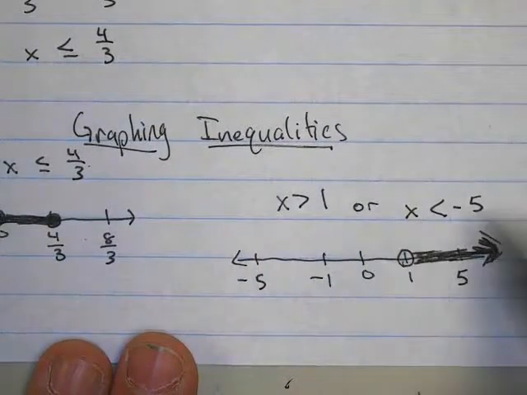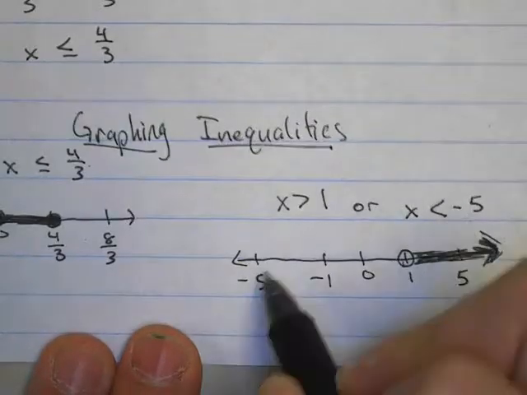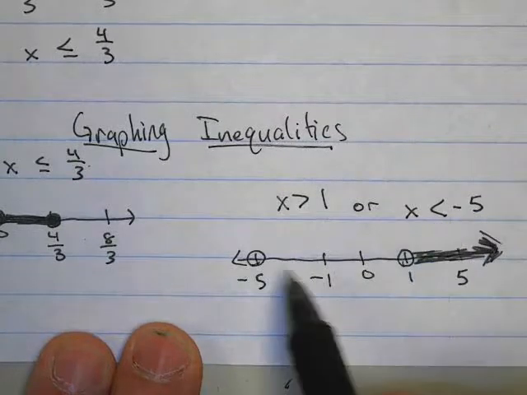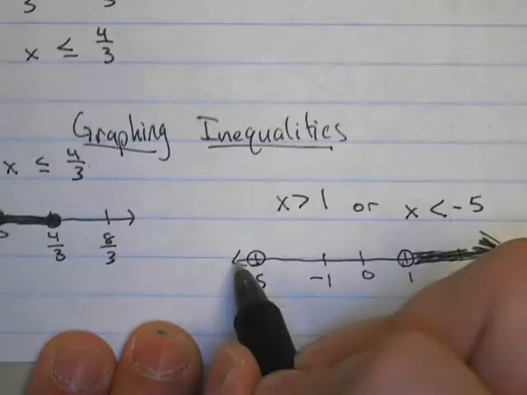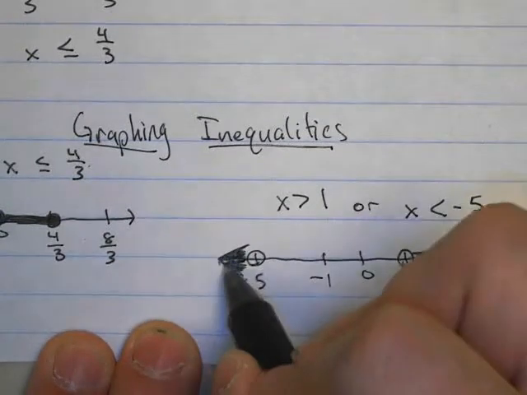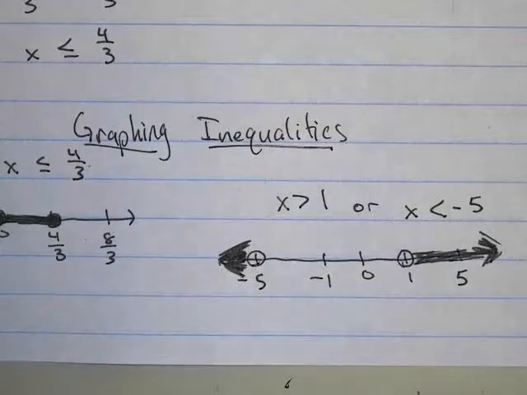Now I need to graph the other part, so x is less than negative 5. So the way I do that is I'll put an open dot, no equal to line underneath, so it's an open circle. Then I'm going to shade so that I have all the values that are less than negative 5, so I'll shade to the left. And that is how we can graph inequalities.